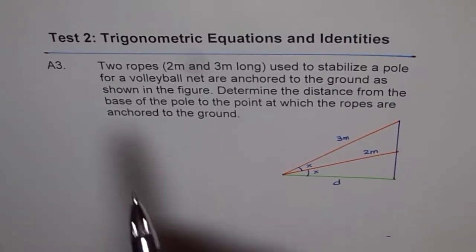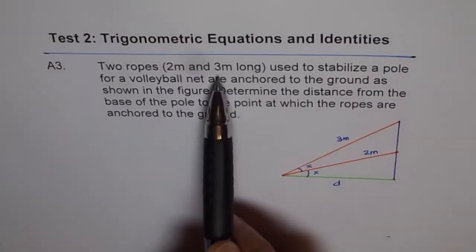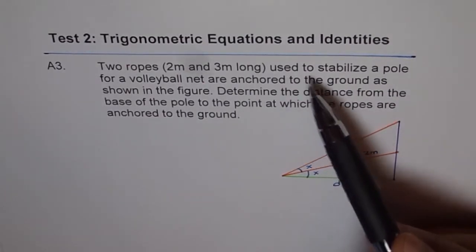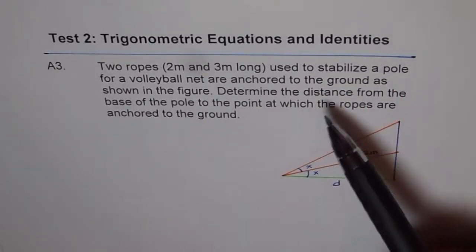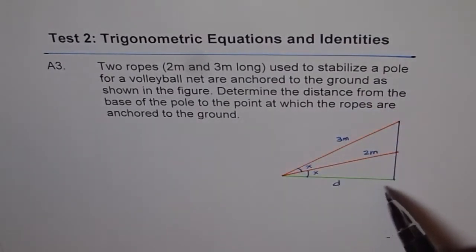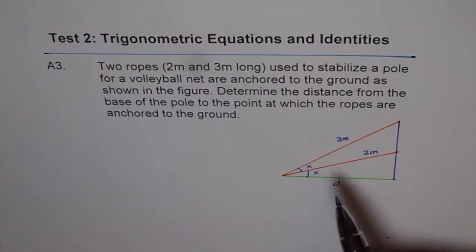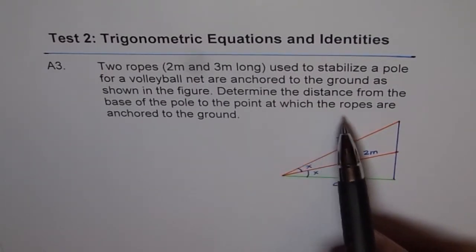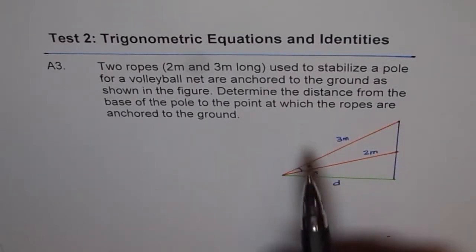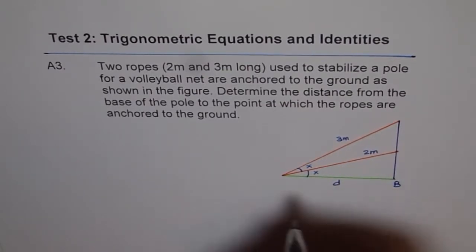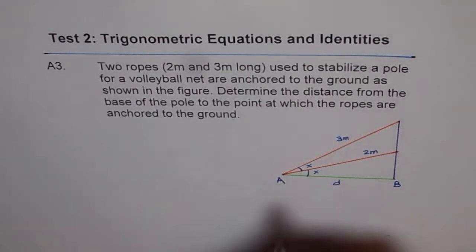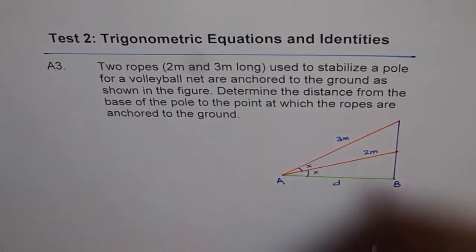A3. Two ropes, 2 meters and 3 meters long, used to stabilize a pole for a volleyball net are anchored to the ground as shown in this figure. Determine the distance from the base of the pole to the point at which the ropes are anchored to the ground. So we need to find the distance from the base of the pole, which is this, to the point where they are anchored, A. So we need to find this distance. And let's say this point is P for us.